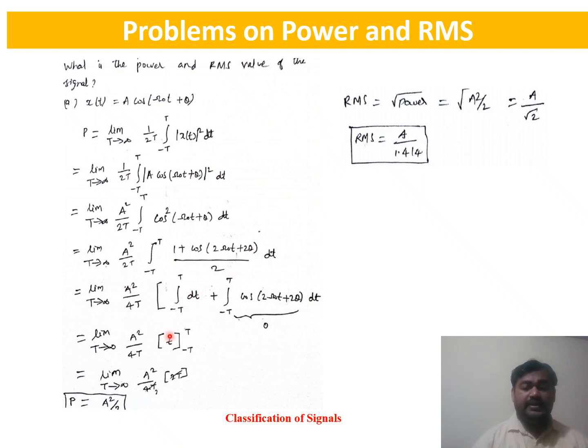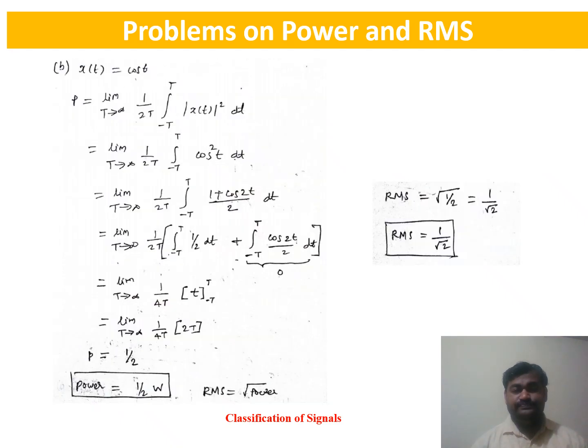Integration of dt will become t. Substitute minus T to plus T, the upper limit minus lower limit, that is T minus of minus T. This will become 2T. Cancelling 2T with 4T, we will be getting a square divided by 2. This is the power. We know that the RMS, root mean square value, is nothing but the root of power, root of a square by 2. So taking a out of the root, it will become a, and 2 with root by 2. So finally, the RMS value is a divided by root 2, or root 2 we can write as 1.414.